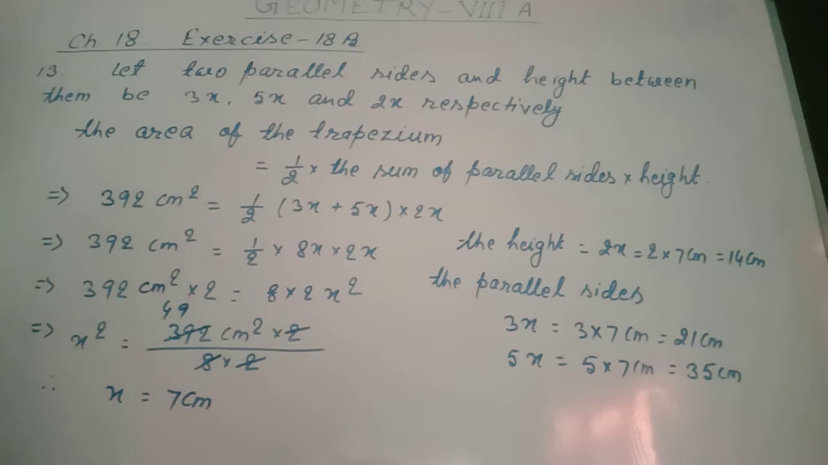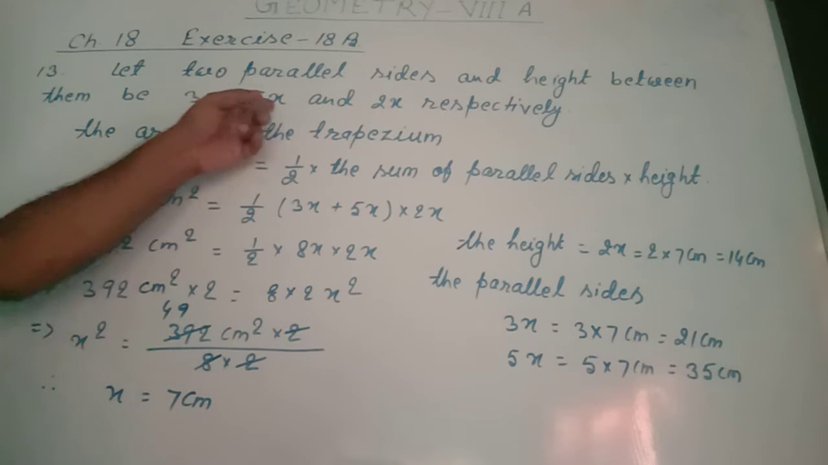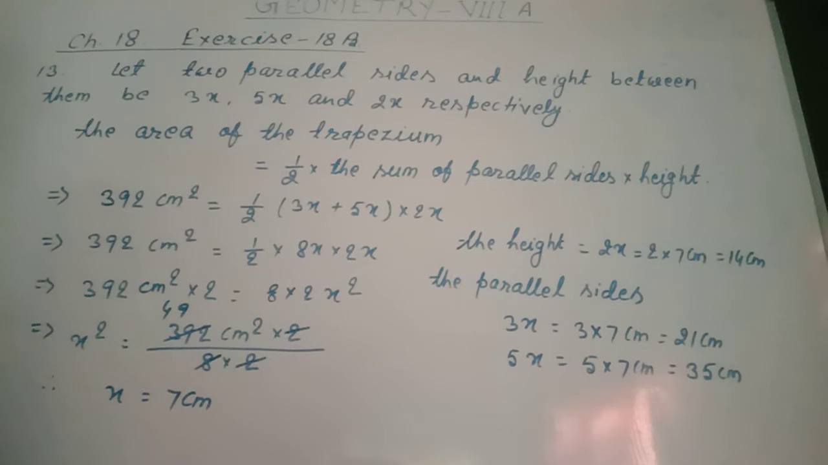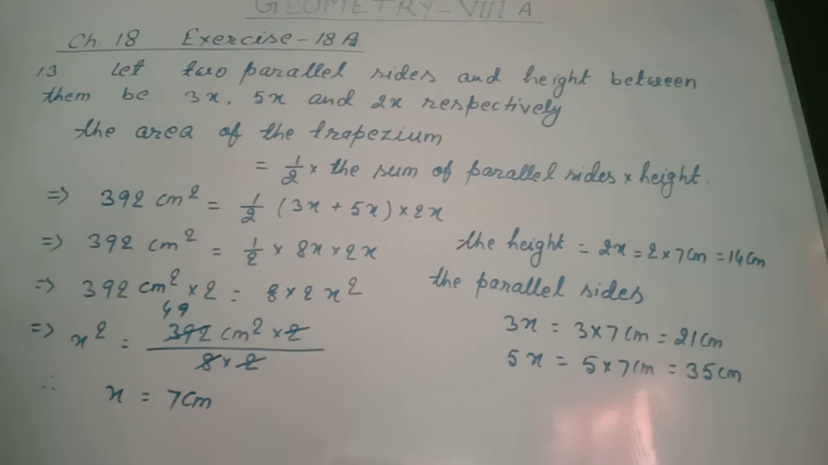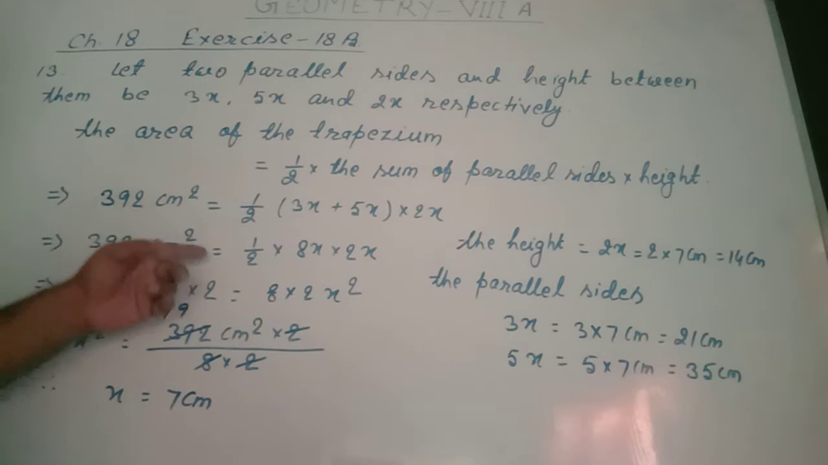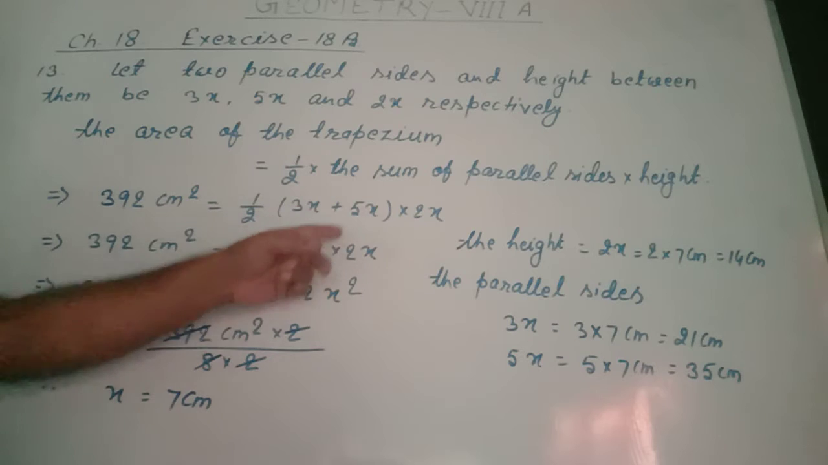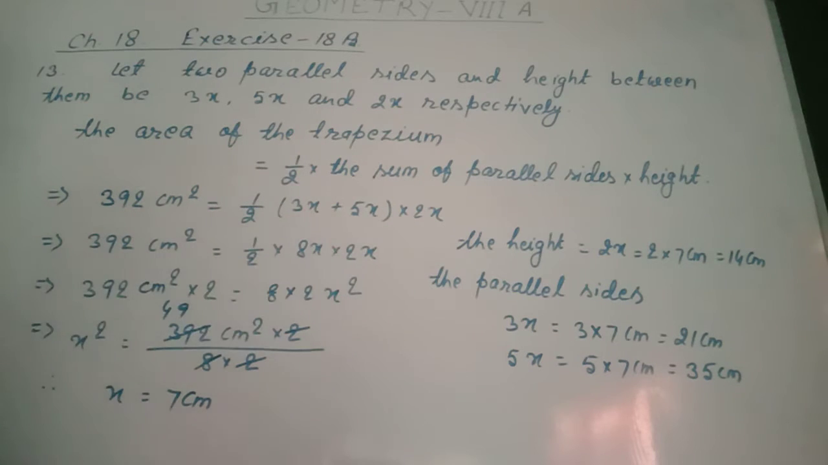Area is 392 centimeter square, that is equal to 1 by 2 into the sum of parallel sides, means 3x plus 5x into the height, that is 2x. So the equation became 392 centimeter square equal to 1 by 2 into 3x plus 5x into 2x. These two are the sum of parallel sides and this is height. Now in the next step, 392 centimeter square equal to 1 by 2, 3x plus 5x, 8x into 2x.